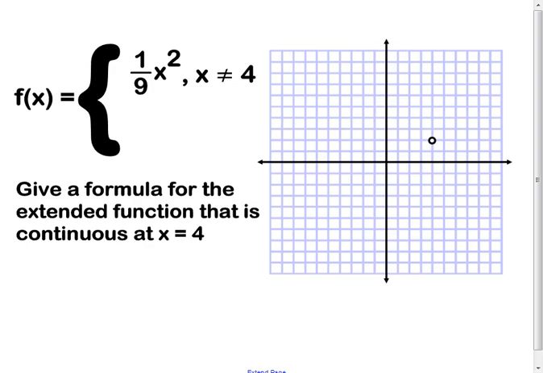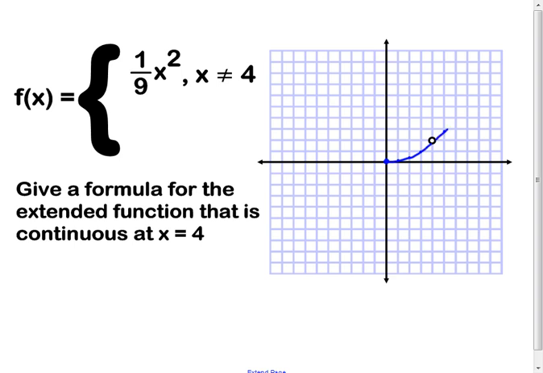So we have a start of a function here. It looks like it's going to be a parabola, y equals 1/9 x squared, except when x equals 4. So (0, 0) would be part of that. If you plug in a 1, you get 1/9, which would be very close to the x-axis. You plug in 2, it would be 4/9. Plug in 3, it would be 1. Plug in 5, it would be 25/9, which would be something like up here. So you can see this function looks like this.